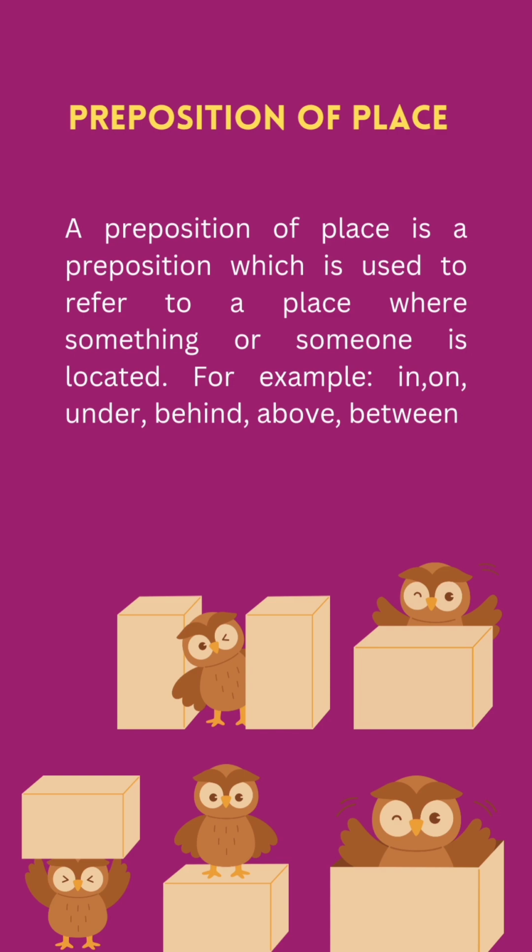Preposition of place. It is a preposition which is used to refer to a place where something or someone is located. For example, in, on, under, behind, above, between are examples of prepositions of place.